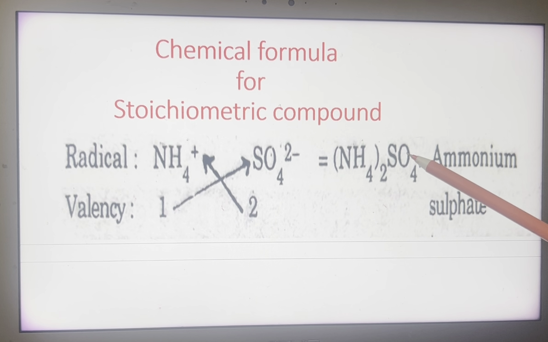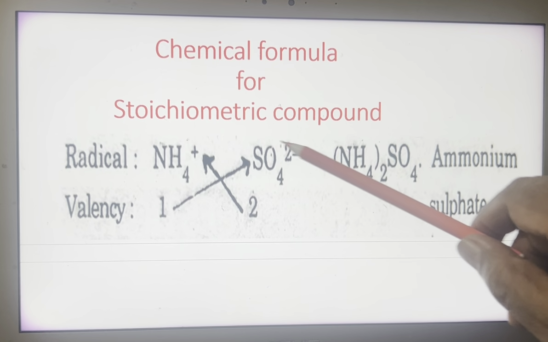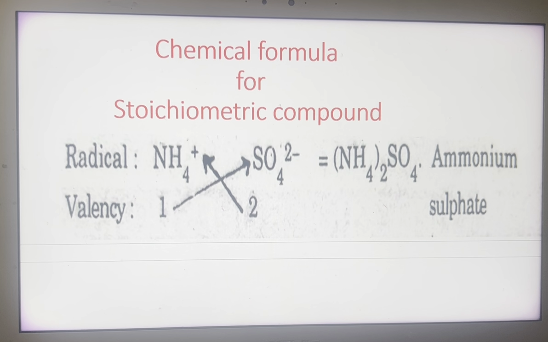NH4 twice, SO4. SO4 is the negative ion. But while writing this, you need not write the charges. Only the charges should be known to decide whether it is written on the left or right side, and they also give the numbers in the form of valencies.